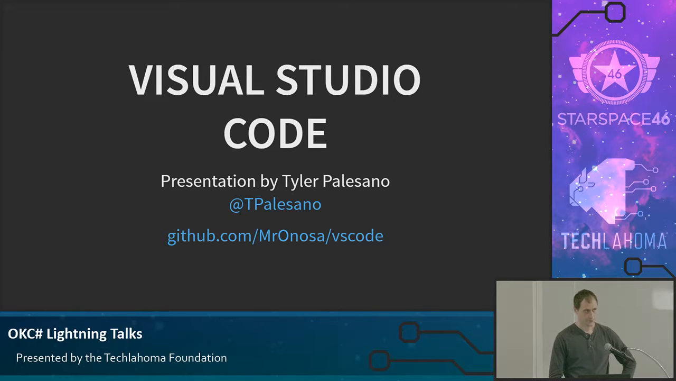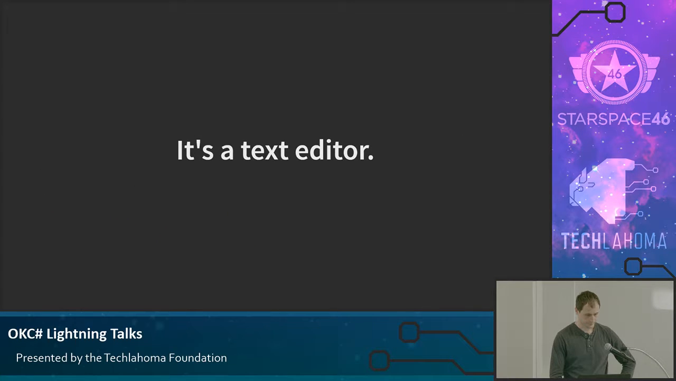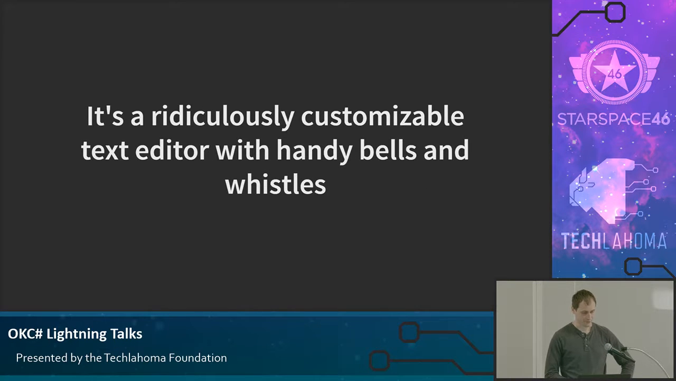So, Visual Studio Code, if you don't know, is just a text editor. It's actually a lot more than that. It's a ridiculously customizable text editor with handy bells and whistles. By that I mean it has built-in terminals like command prompts. It has customizable tasks that you can kick off. It has integrated debugging. It has built-in Git support. It has extensions, which I'm going to talk about. And a lot of just little handy things that I haven't seen in Visual Studio 15. It has Markdown preview, and other things that I've really liked.